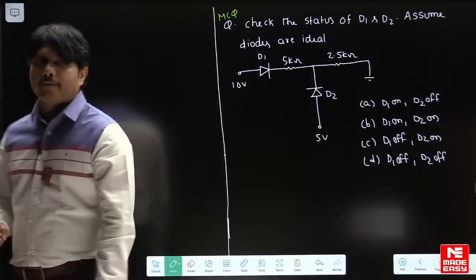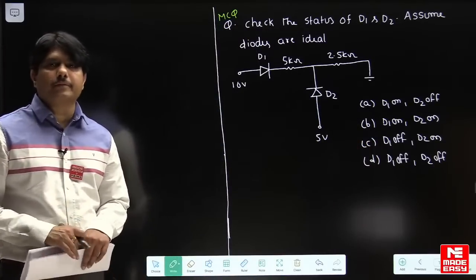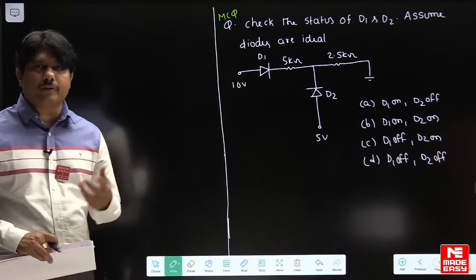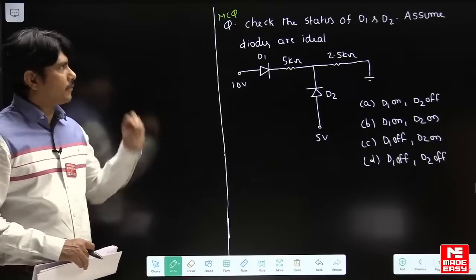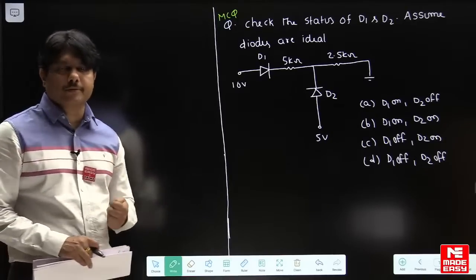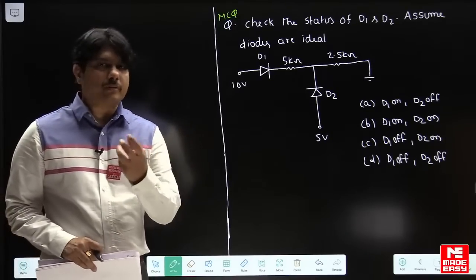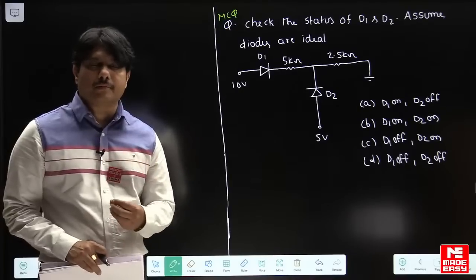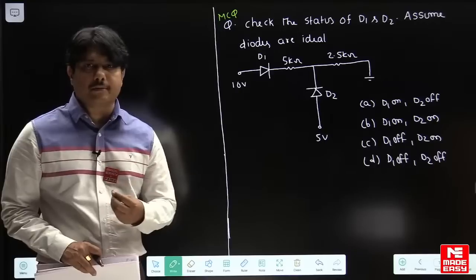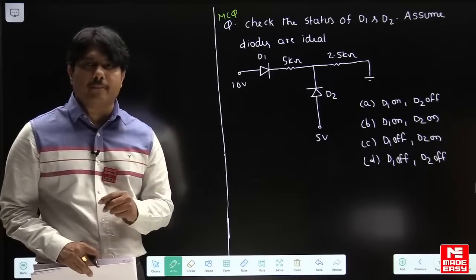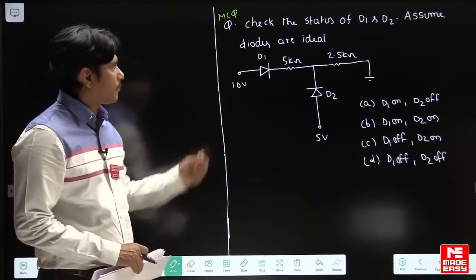I am coming to the diode problem now. If you see your GATE books, most of the times I have seen this type of questions called status problems. Which diode is on, which diode is off: this type of questions will come number of times in GATE exams. So for that, what techniques we have to apply? Let me solve one example problem.